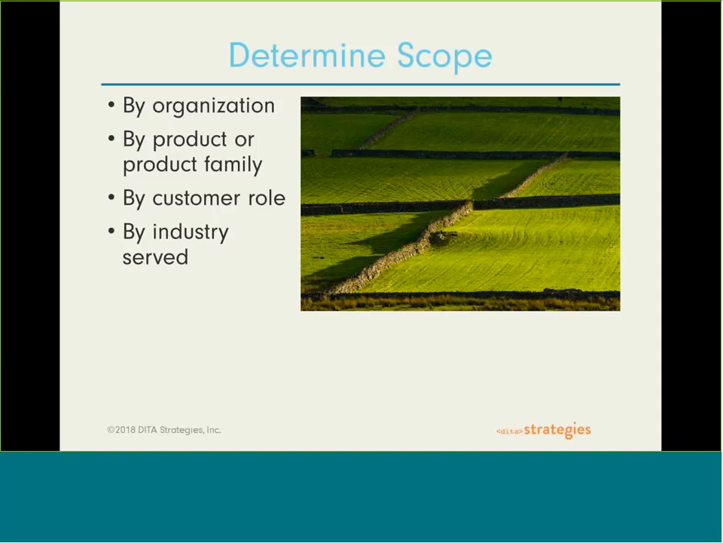I've seen other folks take a different approach and say, it doesn't matter which product or product family or organization created the content, we're going to focus on this very specific customer role. For instance, the server administrator. We're going to make sure that that person has all the information they need. Or it could be by industry.